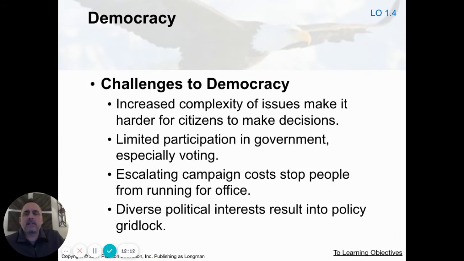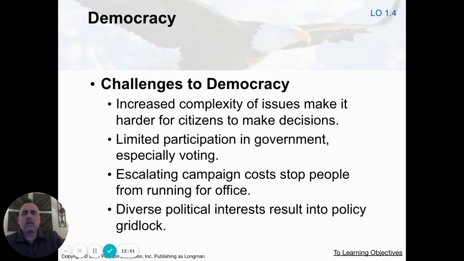All right, so there are a lot of challenges to democracy. And we are seeing these challenges today, but we've always seen them. Number one is our issues are becoming way more complex. It is unlikely that a regular citizen is going to be able to understand the complexities of something like healthcare, or tax reform, or a nuclear weapons ban treaty. It's just extremely complex.